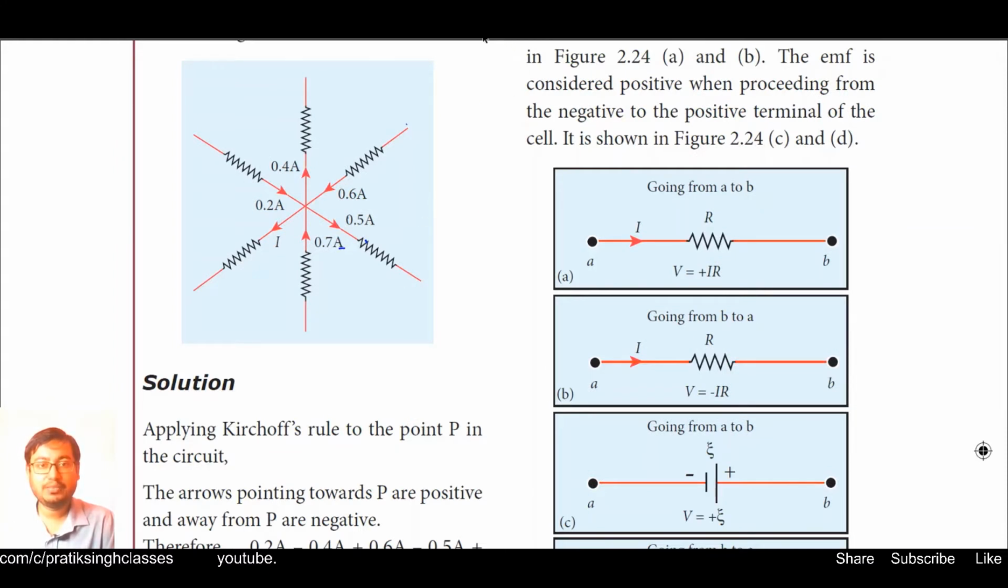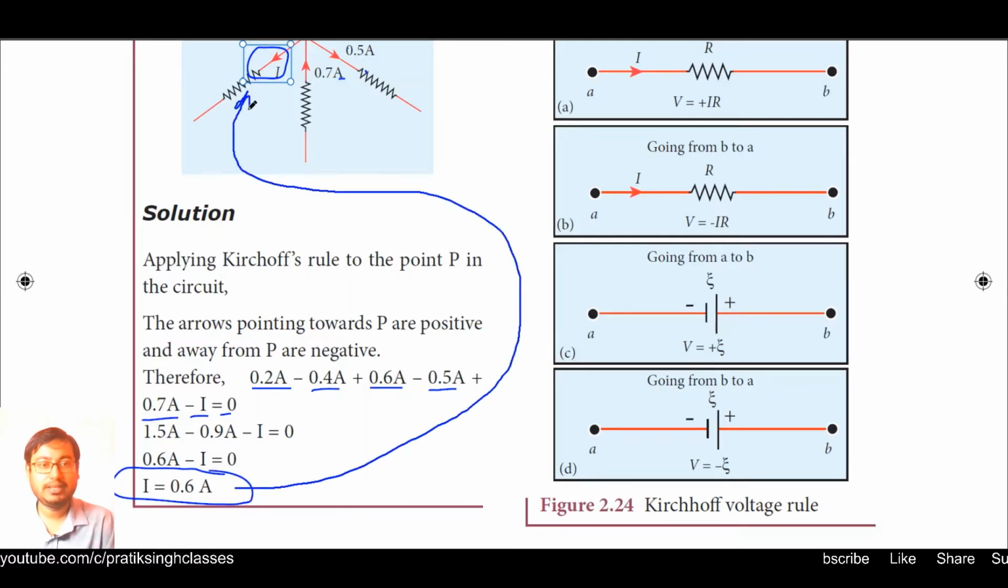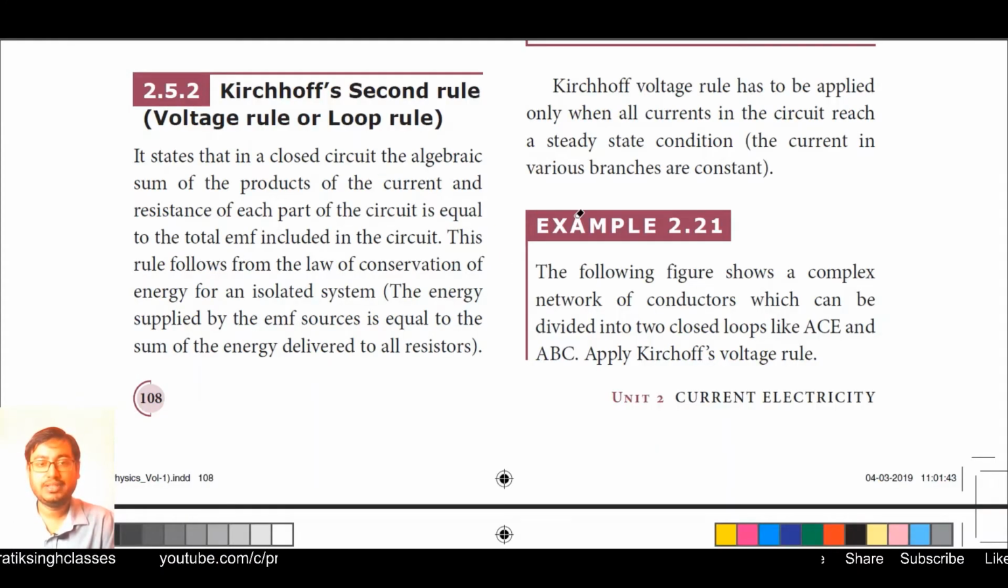Here in this figure we have to find this I value. Just going through the solution, we will have 0.2 ampere minus 0.4 ampere plus 0.6 ampere minus 0.5 ampere plus 0.7 ampere minus I is equal to 0. Here positive are those currents which are coming inward and negatives are those currents which are going outward. So by solving we will get I is equal to 0.6 ampere, as given here. Alright, so that is all about Kirchhoff's current rule or Kirchhoff's first rule.